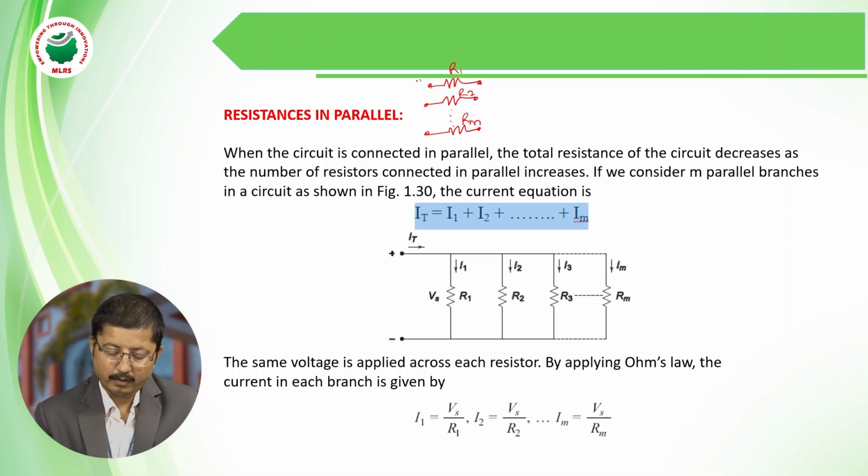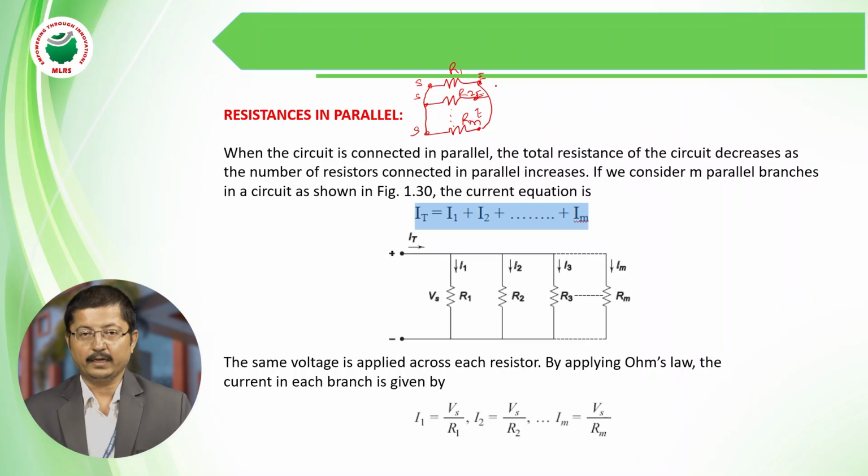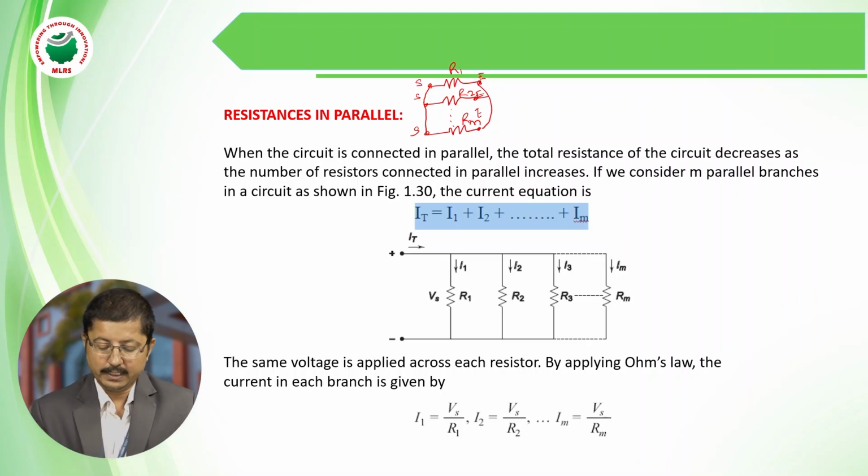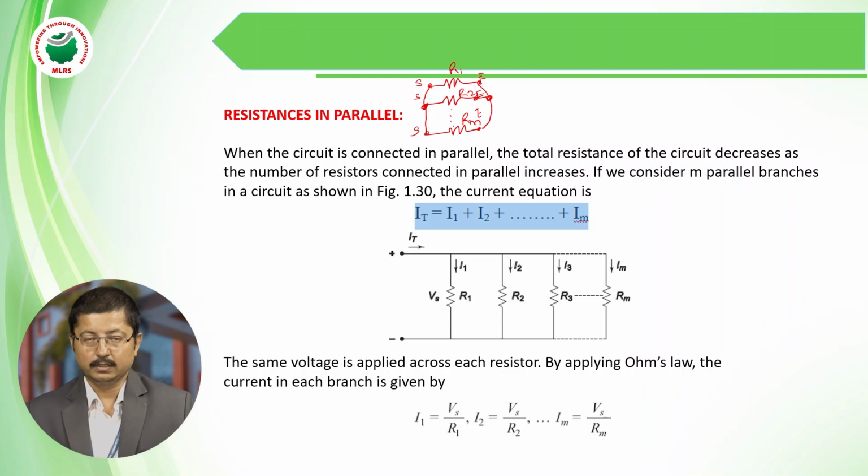If you join all the starting points and join all the ending points of those elements, then we get a parallel connection. So this is one point and this is one point. We have to connect all the starting points at one point and all the ending points at one point. Such networks we call a parallel connection.